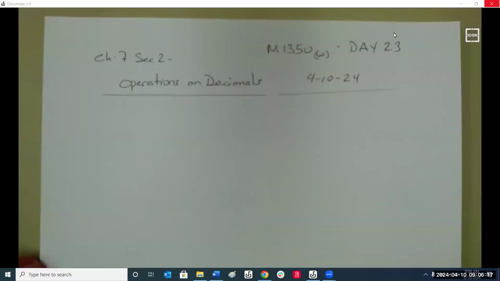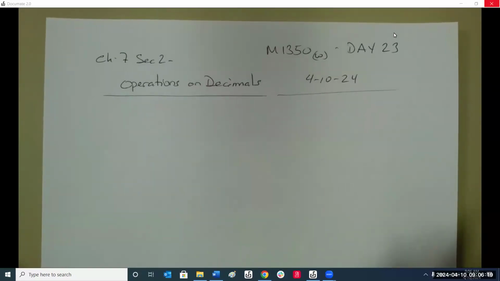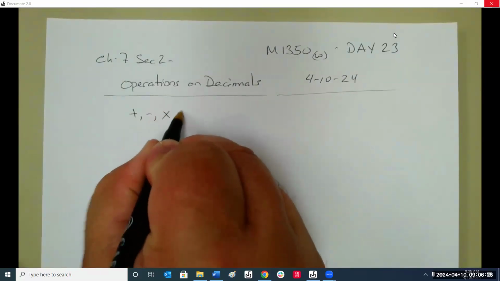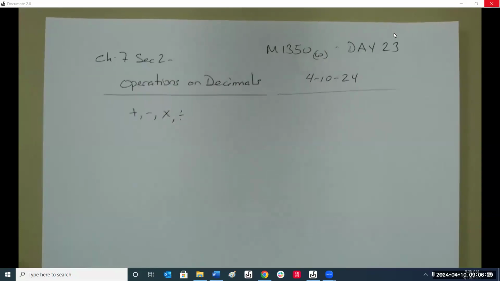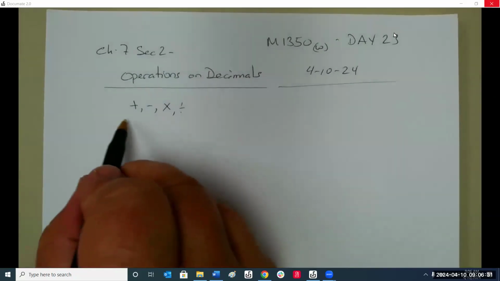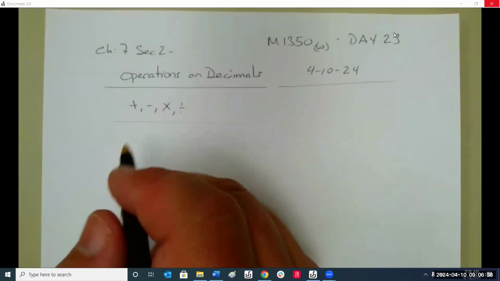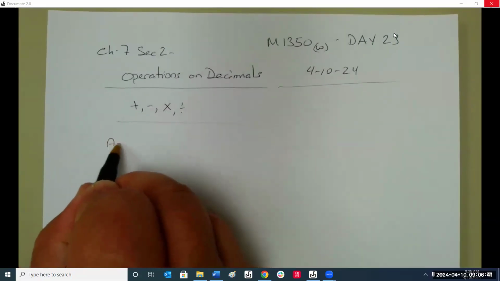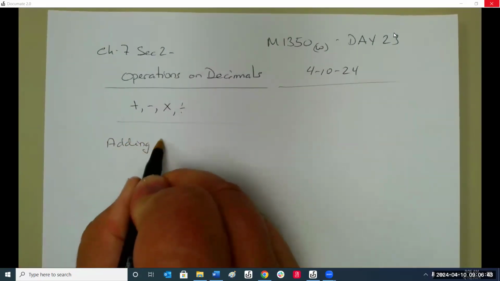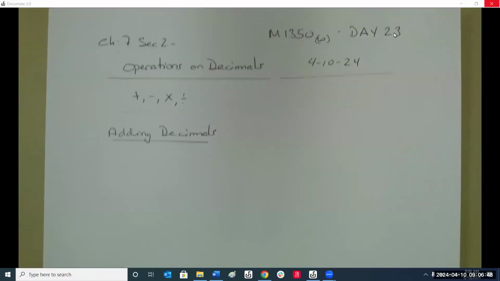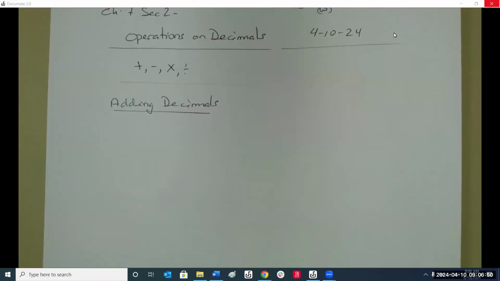When I say operations on decimals, what does that mean? It's easier than you think. Haven't we talked about adding decimals? What's the rule for adding decimals?